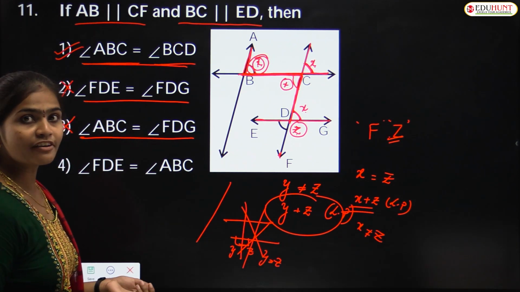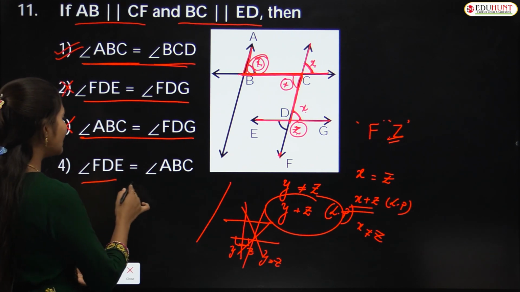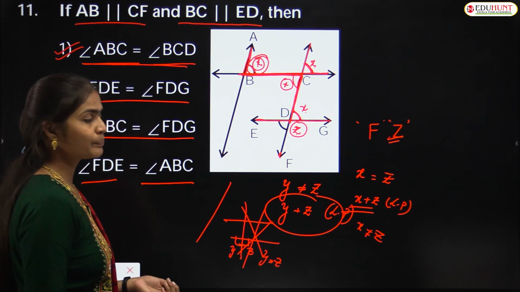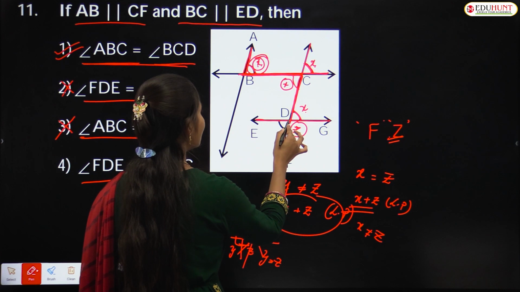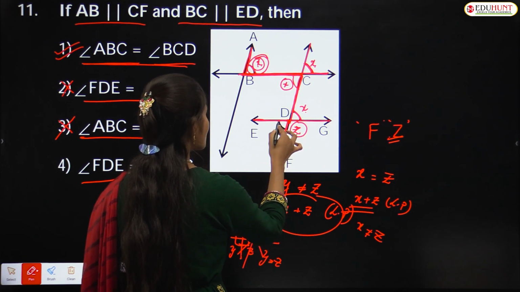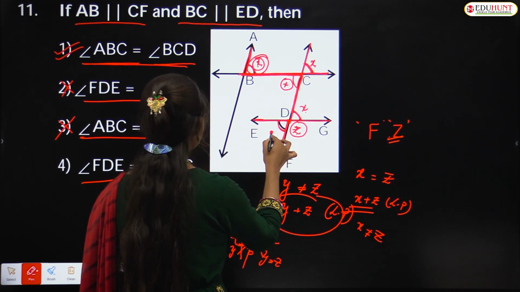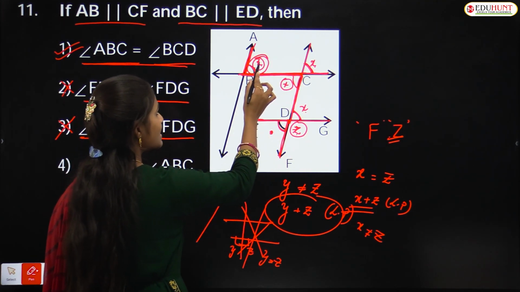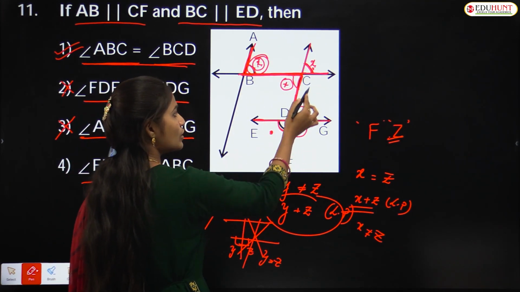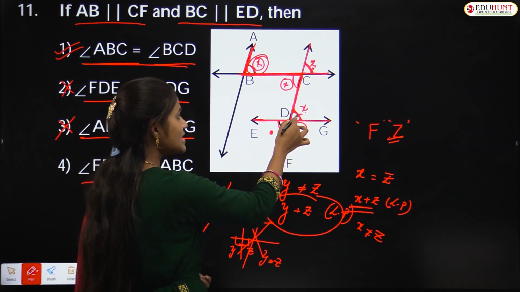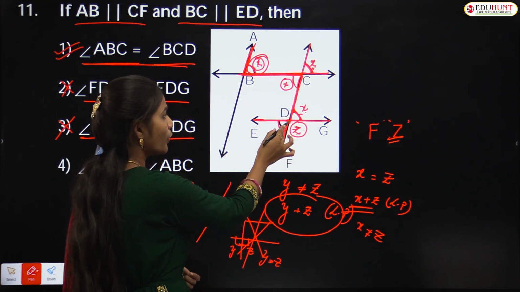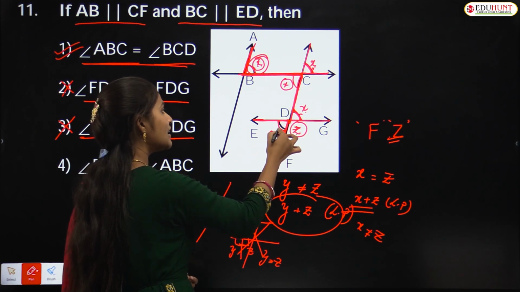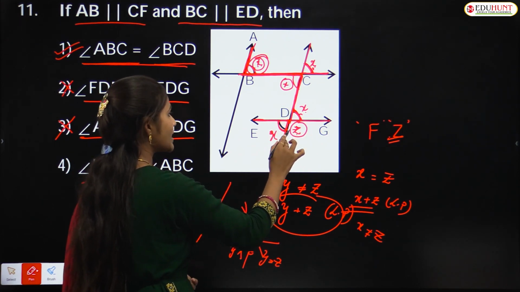Next come to that FDE. Angle FDE is equal to angle ABC. FDE, so here one of the angles is there, no? This angle and ABC angle they are saying, which means this is x. So this is also x. That's why we got that here also the angle is equal to x at that point D. When you observe these two angles, this is also x.